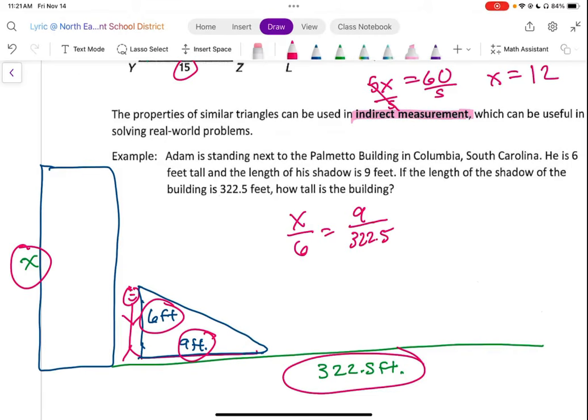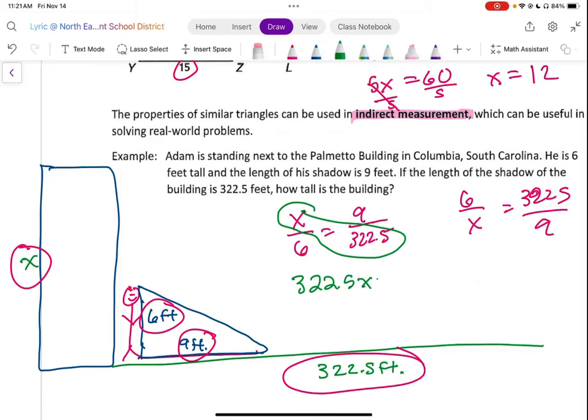Now, if you wrote your fractions backwards, maybe you did 6 over x and 322.5 over 9, when you cross multiply, you'll still get the same answer. So no worries if you did it backwards. So we have x times 322.5 and 6 times 9, which is 54. Divide by 322.5.